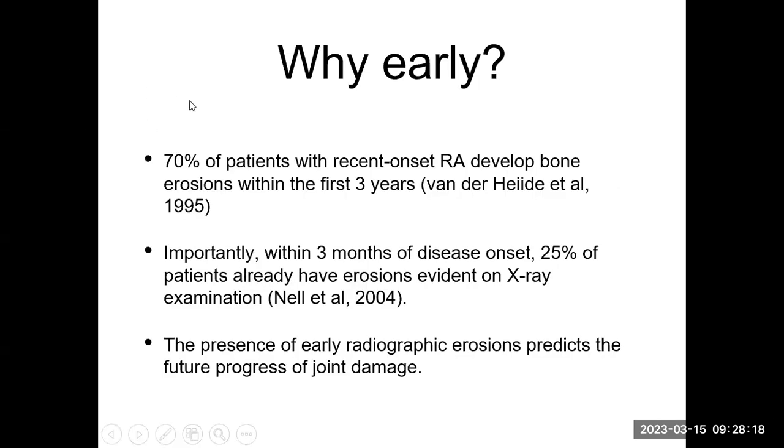So as I said, during the last couple of decades, we realized that we have to detect them early. Why early? When I say inflammatory arthritis, I almost always refer to rheumatoid arthritis because it is the most common and most debilitating erosive arthritis. We have to pick them early because 70% of patients with recent onset RA develop bone erosions within the first 3 years. And importantly, within 3 months of disease onset, 25% of patients already have erosions evident on X-ray examination. So you can see how quickly the disease can damage joints. The presence of early radiographic erosions predicts the future progression of joint damage.